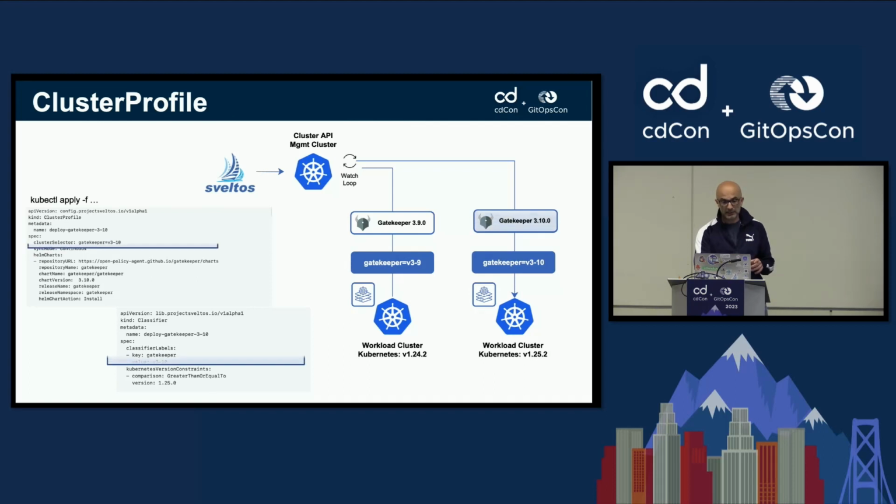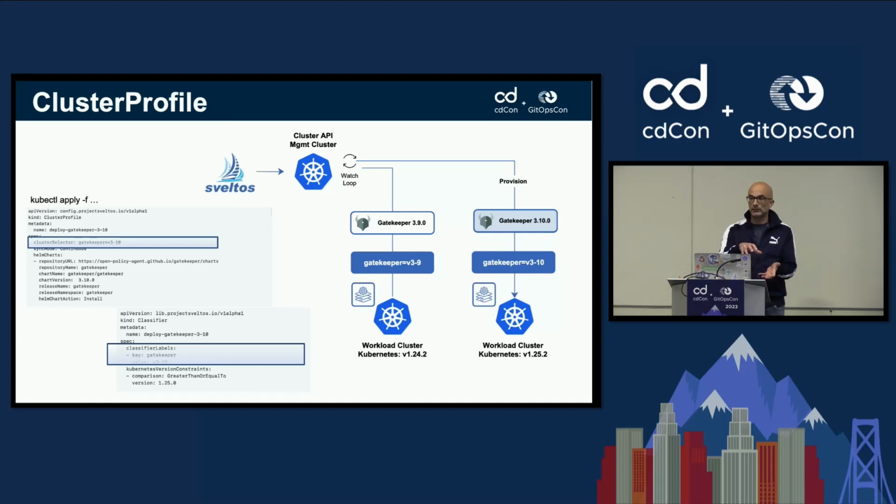Because the label on the cluster has been changed, this cluster becomes a match for this cluster profile, and it's not a match for the old cluster profile anymore. And because it's a match for the new cluster profile, we want to deploy gatekeeper v310, and so Gatekeeper gets automatically upgraded. And there is no configuration that is done by us. We simply express the intent, and then the system took care of deploying everything.